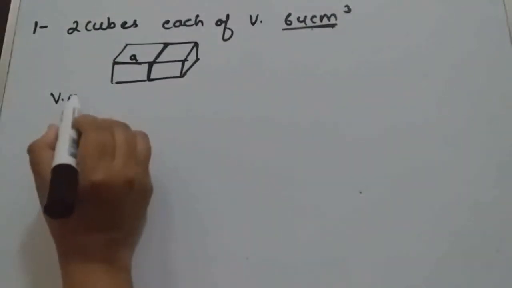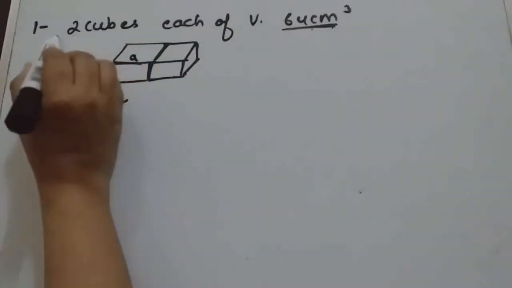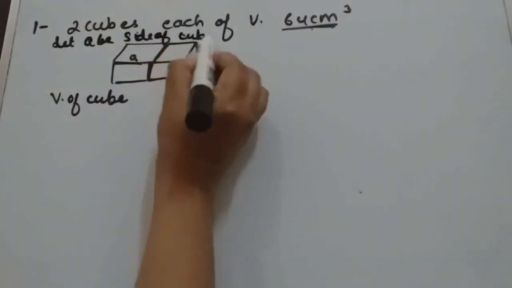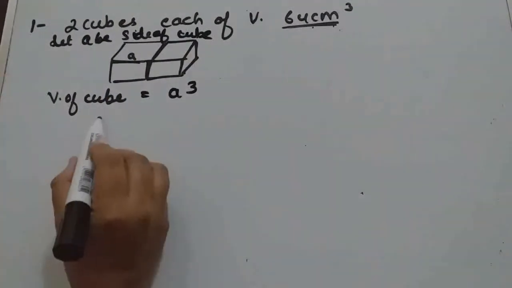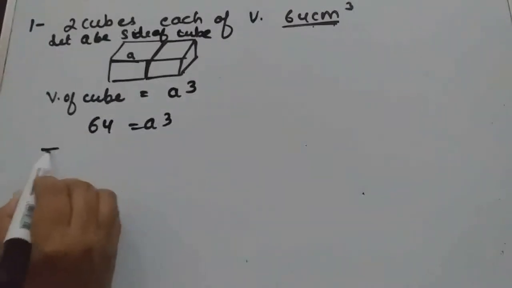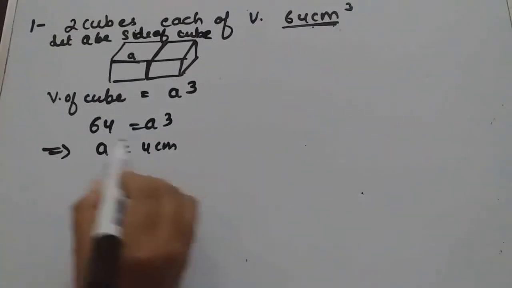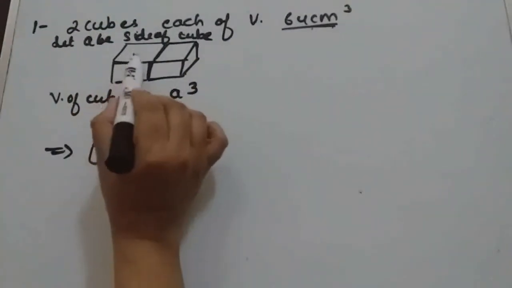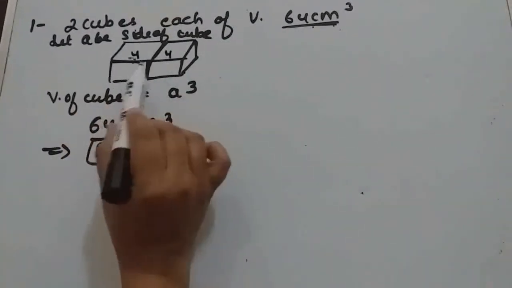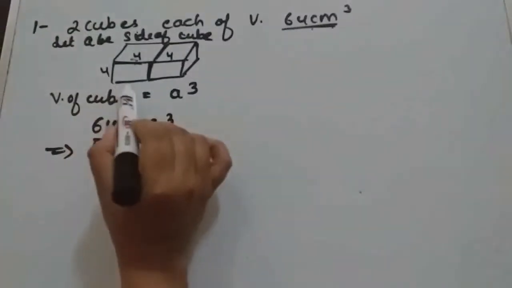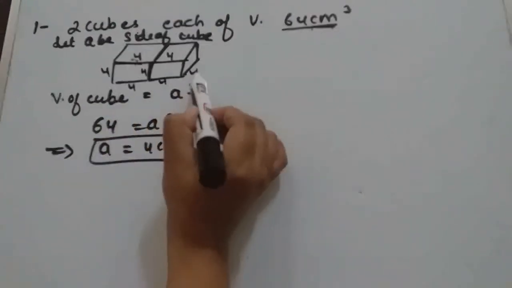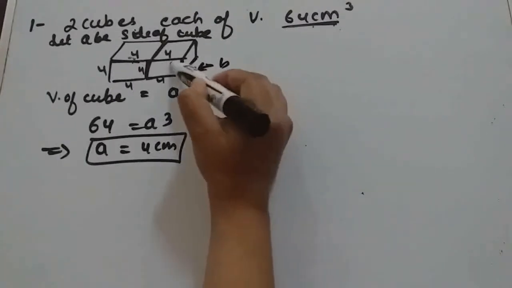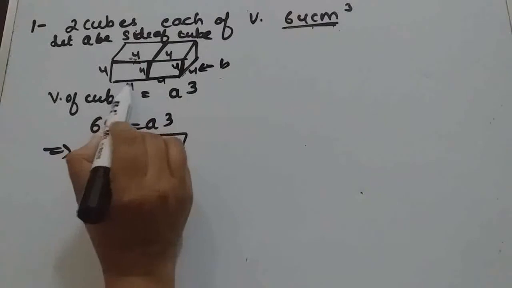Let a be the side of the cube. So the volume of the cube will be a³, but this is given as 64. So a will be 4 centimeter. Now this is 4 centimeter, this is 4, because both cubes have the same volume. This will be 4, 4, 4. So what will you get? Breadth is 4, height is also 4, but what about length? Length will be 4 plus 4.